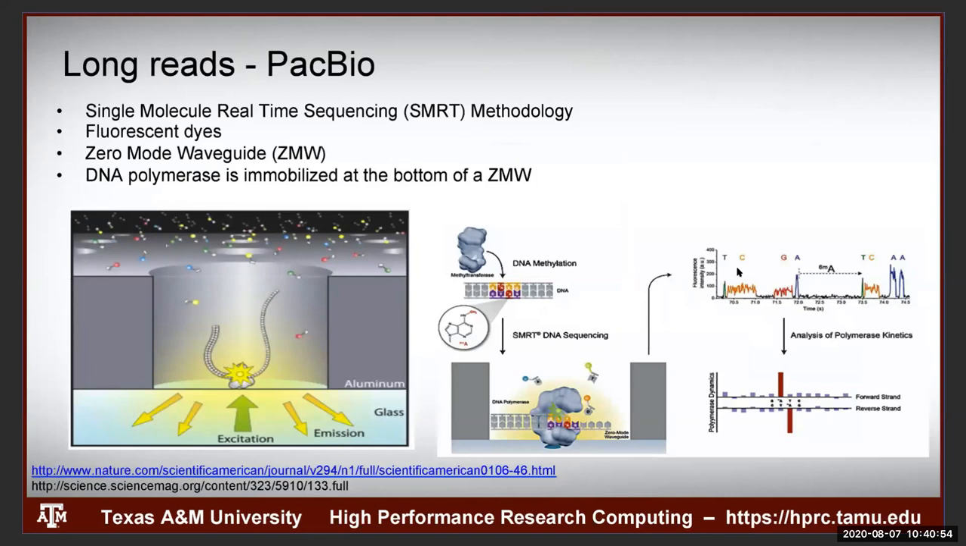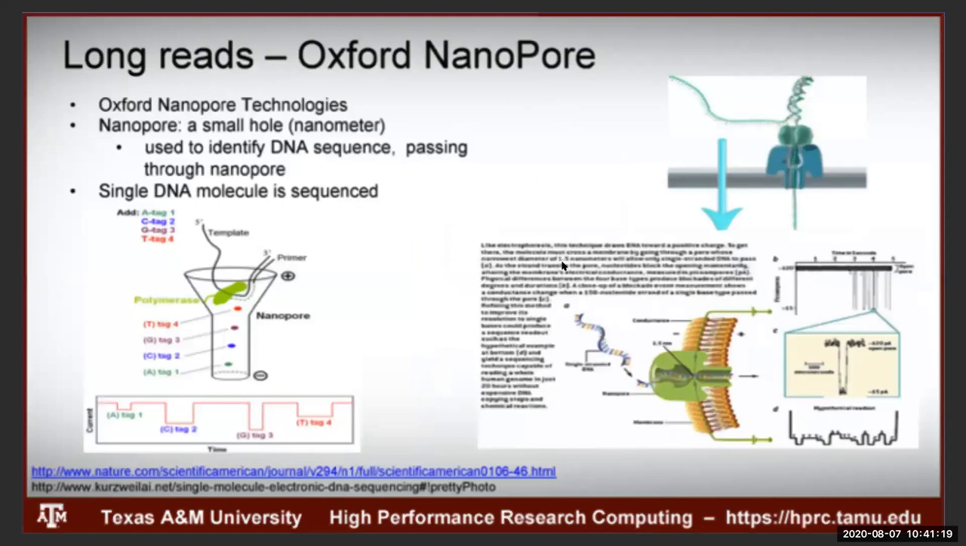And long read sequencing is PacBio. PacBio uses an enzyme fixed to the bottom of a well, and the molecule goes through, and the enzyme reads it and gives out a signal so the PacBio machine can detect it. So you see here it is a different technology compared to Illumina, and Nanopore is kind of similar to PacBio.